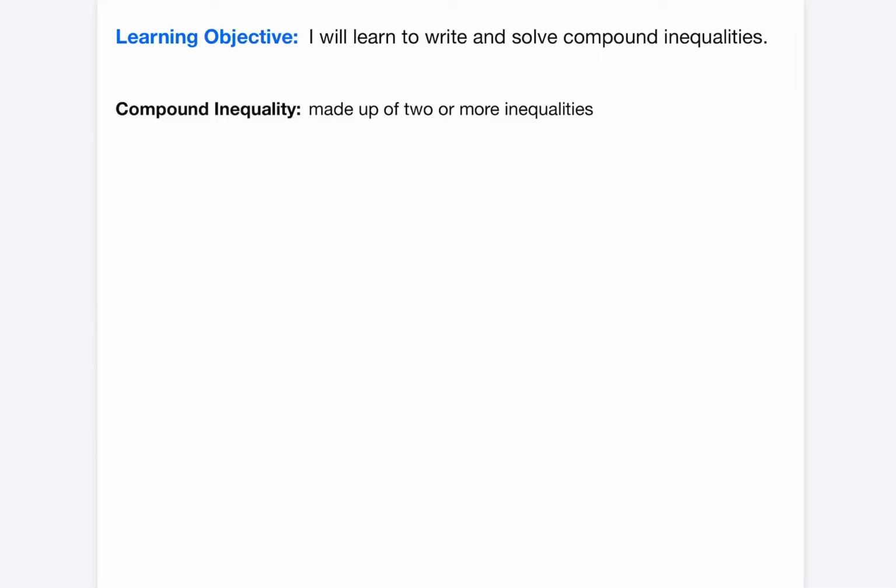All right, class. In this lesson, we are going to learn to write and solve compound inequalities. So before we begin, let's go ahead and define what a compound inequality is. That is essentially an inequality made up of two or more inequalities. Okay, so that is a compound inequality. Let's go ahead and get started with the first example.